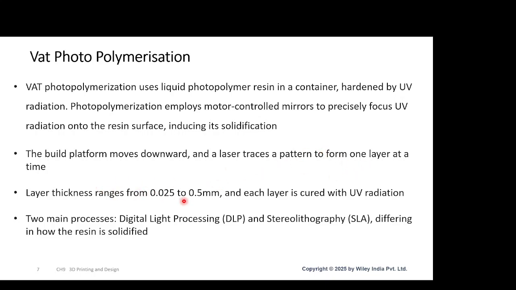Layer thickness ranges from 0.025 to 0.5 mm, and each layer is covered with ultraviolet radiation. Two main processes happen here. Since we are talking about liquid photopolymer, we have DLP and SLA.